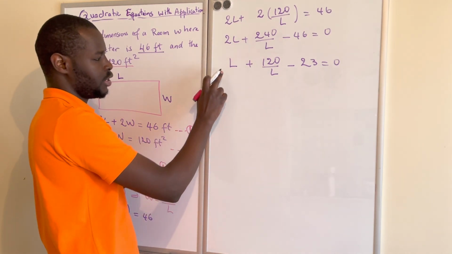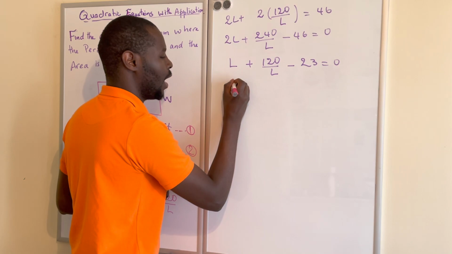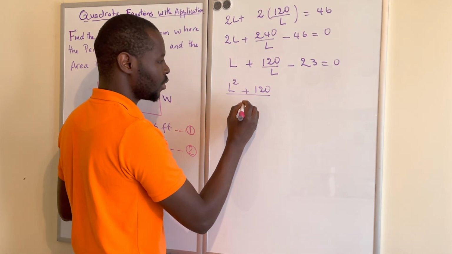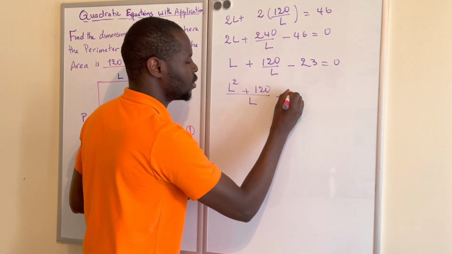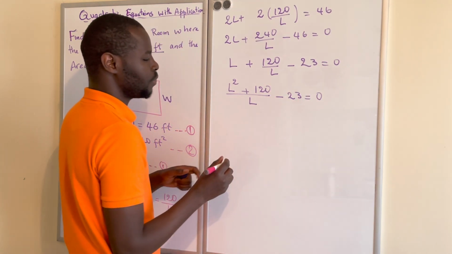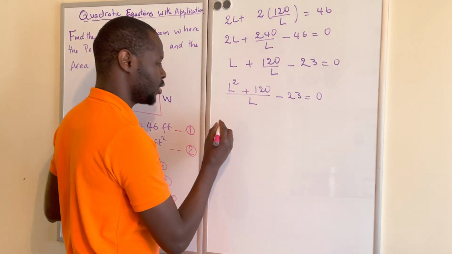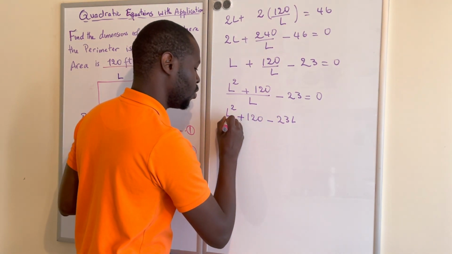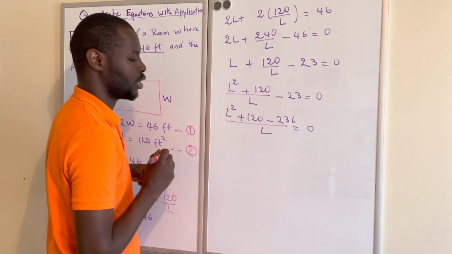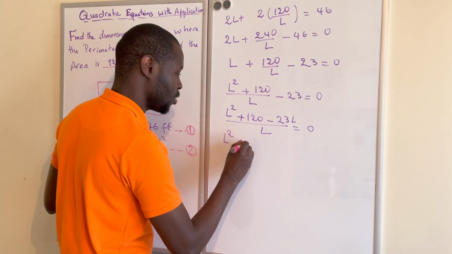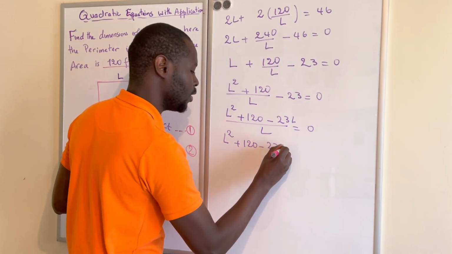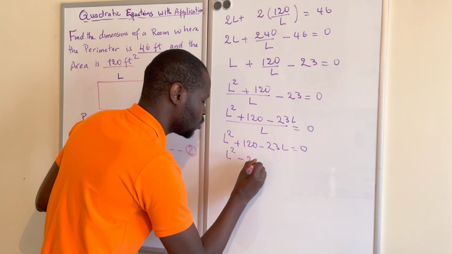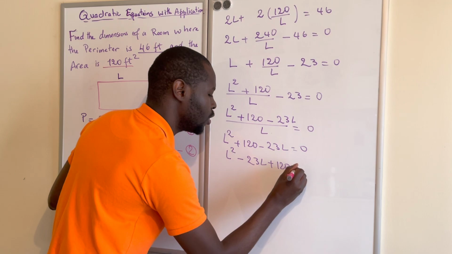For this to have a common denominator, I can multiply this one by L. So I will get L squared plus 120 divided by L minus 23 equals 0. I can multiply this one by L as well to have a common denominator. So L squared plus 120 minus 23L over L equals 0. So this means L squared plus 120 minus 23L equals 0, because L cannot be 0. So we have L squared minus 23L plus 120 equals 0.